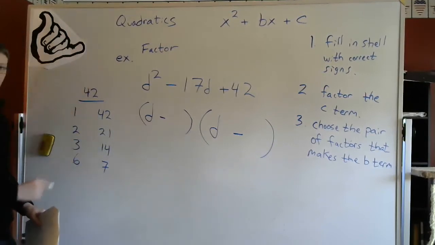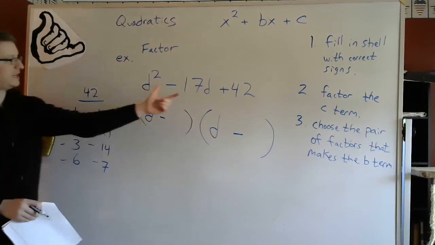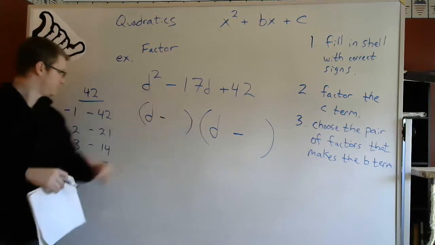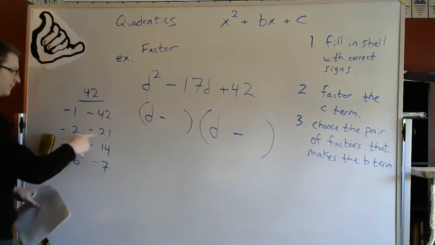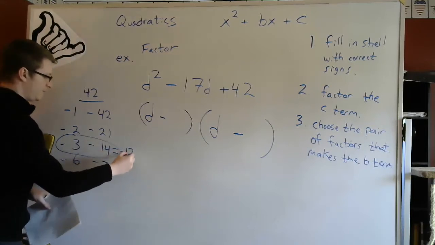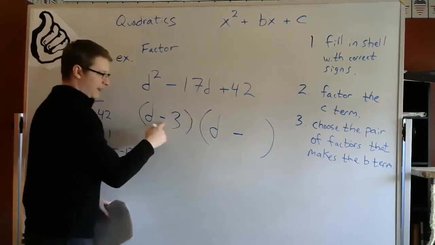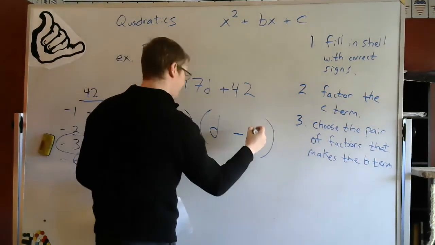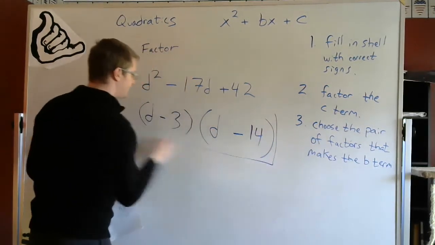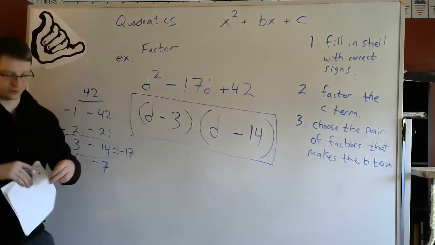Now of these, which ones can I put minus signs on that would make me a negative 17? It's certainly not the first one. Doesn't really look like this one. This one gives me negative 23. The third one gives me negative 17. Negative 3 minus 14. So I want a negative 3 using that minus sign that I already knew had to be there, and I want a negative 14. This would be the factored form of d squared minus 17d plus 42.